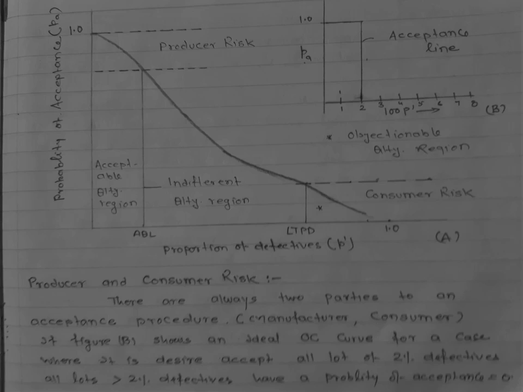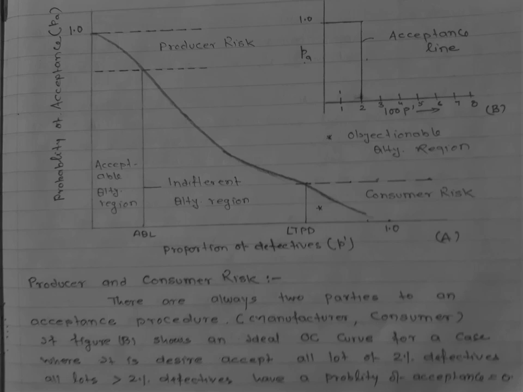So in the operating characteristics curve, there are two things. One is the producer's risk. This AQL line intersects the curve at some point.